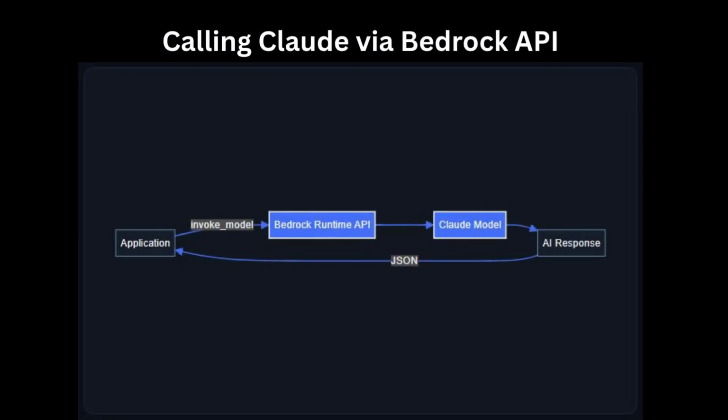Calling Claude via Bedrock API. Now let's see how to call Claude using the Bedrock API. Developers use the Bedrock Runtime API with the invoke_model method. The request is sent in JSON format and includes the model ID and input messages. The response is also returned in JSON. The API supports multiple programming languages through AWS SDKs, including Python, JavaScript, and Java. It also supports streaming responses, as well as synchronous and asynchronous calls.